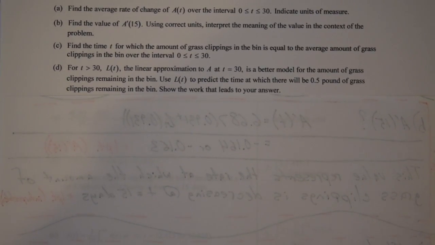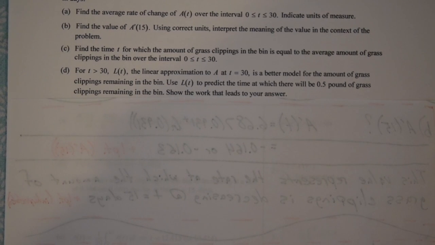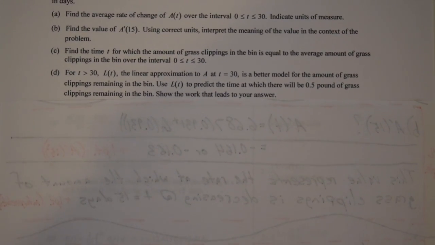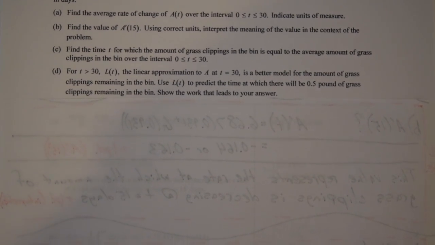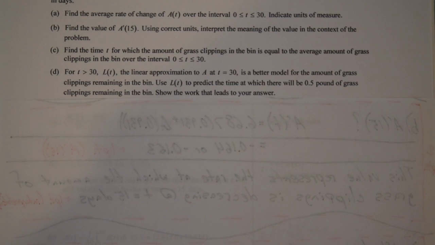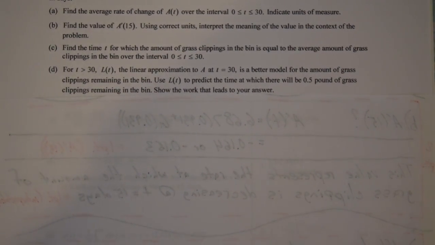So part D says that for t greater than 30, L of t, the linear approximation to A at t equals 30, is a better model for the amount of grass clippings remaining in the bin. Use L of t to predict the time at which there will be 0.5 pound of grass clippings remaining in the bin. Show the work that leads to your answer.